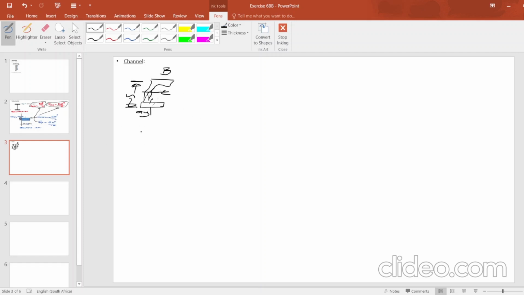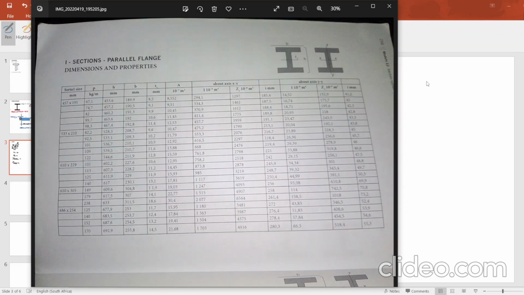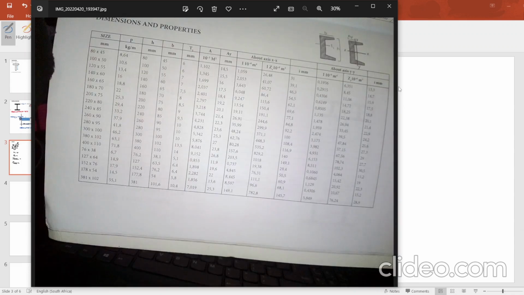Now, when you write your channel, it will be height. This is your height here. Base. Ixx. Then Iyy. I'll just limit myself to this. Now let's go to our steel table and look for a channel. Right, I have channels here. Let's take the first one. 80 times 45 multiplied by the density. It is 8,64 kg per meter.